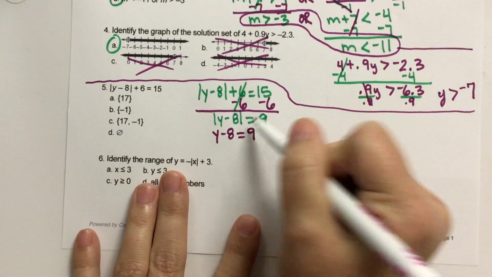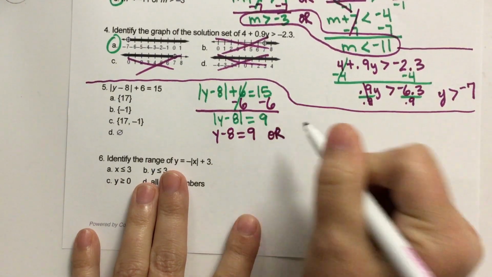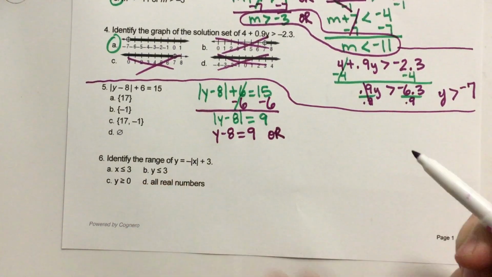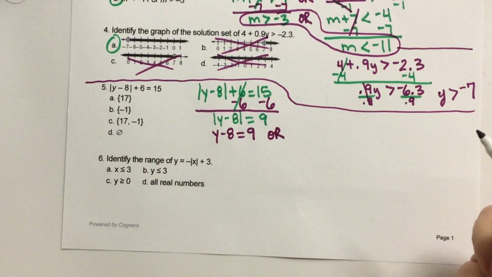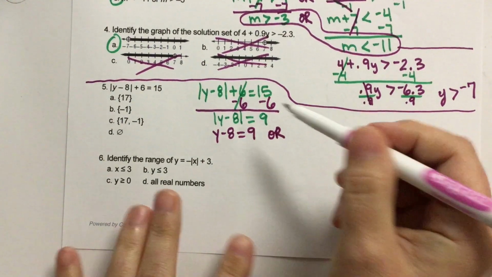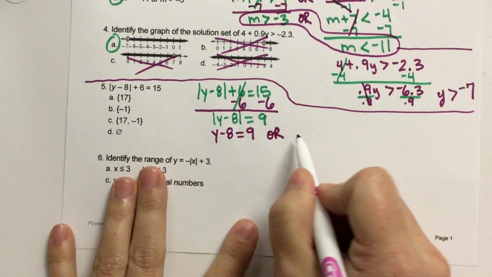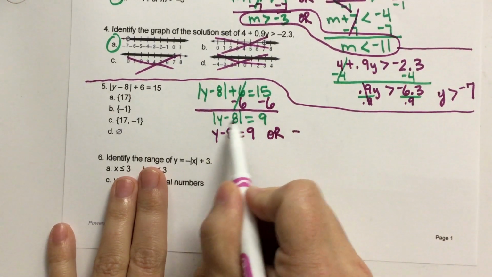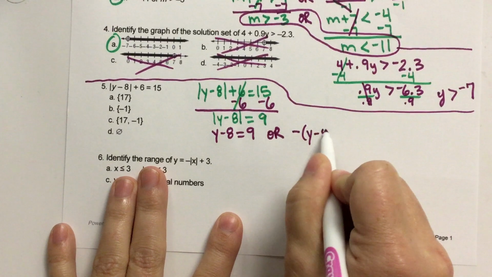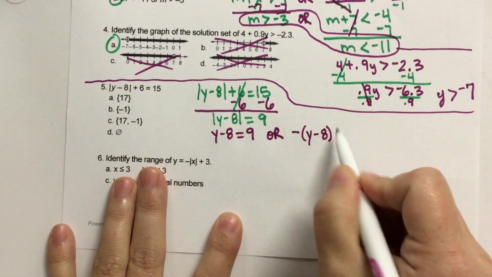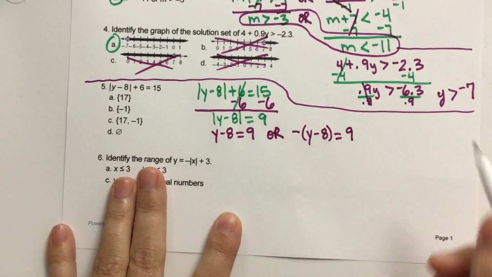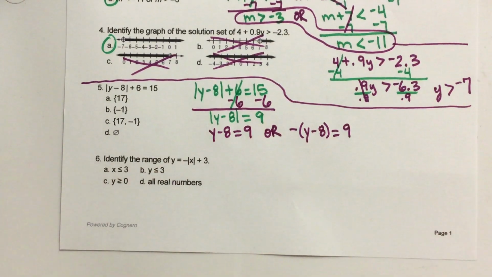If this is an equal sign, this is always an or. A greater than sign, great or is an or problem. A less than sign, less than is an and problem. But an equals is just an or. Okay, then I take the opposite of what I see in here and I recopy the equals 9. So now I just need to solve these two equations here.